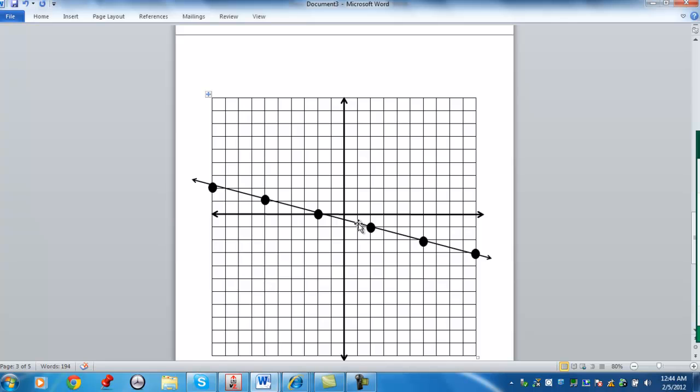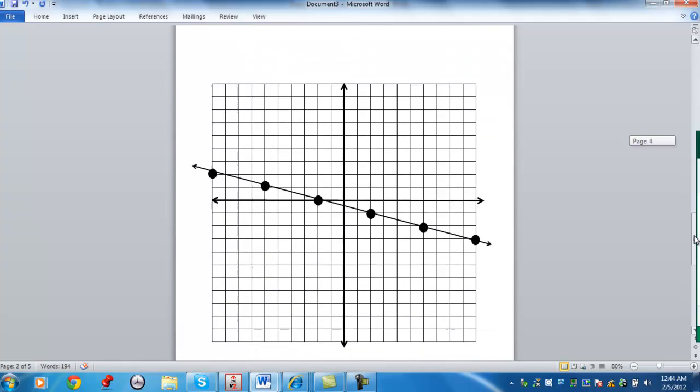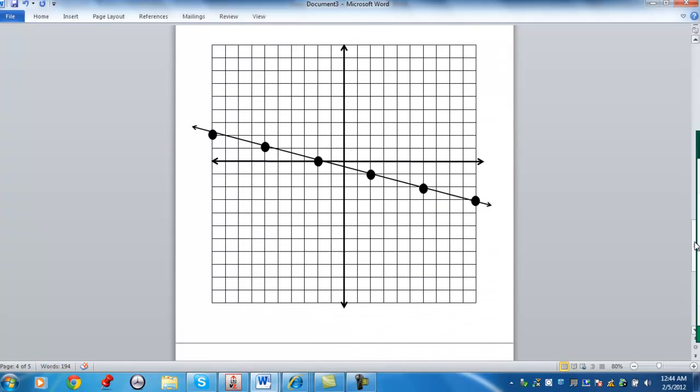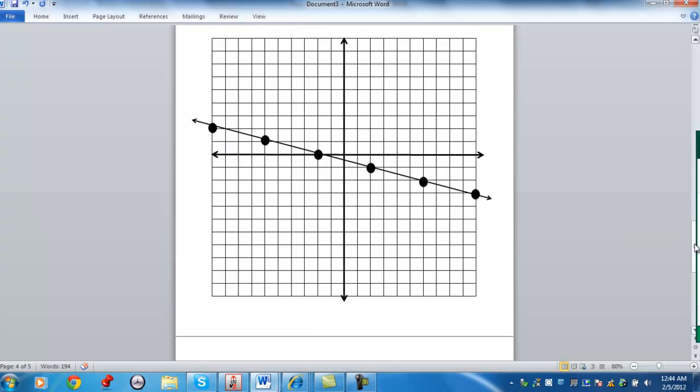If x equals 1, 3/4 would be about right here. Again, I don't like to use fractions for graphing. The answer is not as accurate. Picked another point for x, x equals 2. Y value was -1. And we plotted that point on the grid. Excuse me. And then we went through the process of creating a graph.